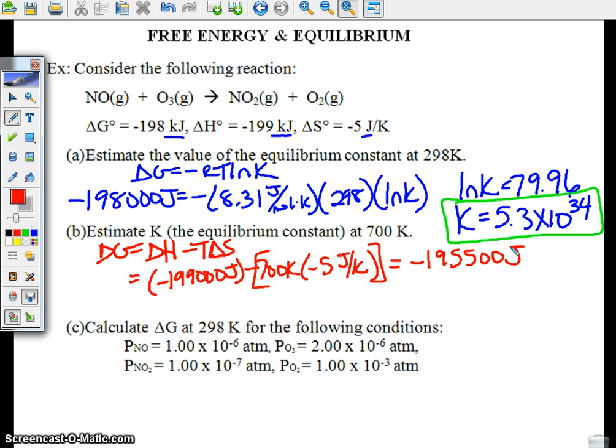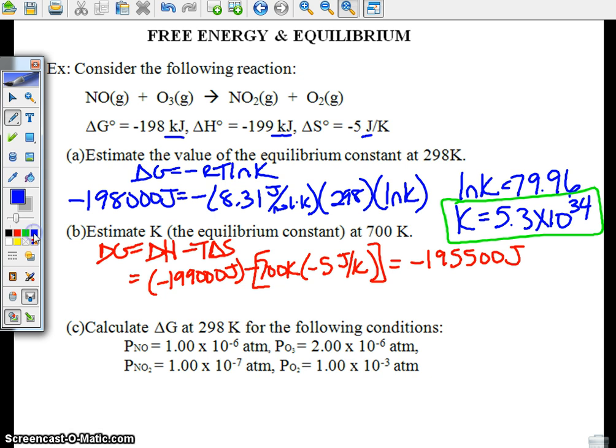Why is that only an approximation at 700 Kelvin? Because H and S are still at 298, and we don't have charts for H and S at all these different temperatures or a way to adjust them. So anytime you use H and S at a different temperature to try to calculate a new delta G, you're really just getting an approximation. So that's giving us an approximate delta G at the new temperature.